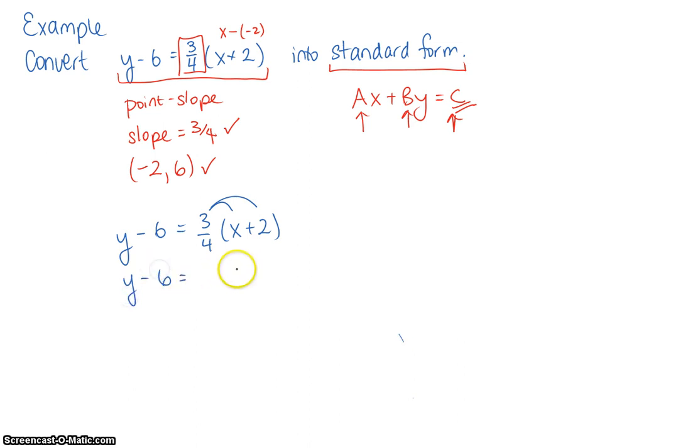So y minus 6 is going to equal 3 over 4x plus 6 over 4, which reduces down to 3 over 2. Now that we get that, we now need to again isolate for all your constant values on one side and move all your x and your y's to the other side. So to both sides of the equation, we are going to move your negative 3 over 4x, so your variables are on the other side, and add 6 to both sides.